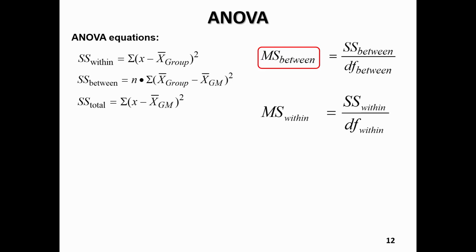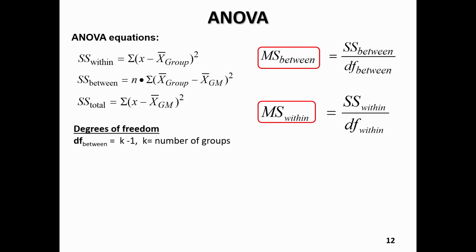And so we have the mean square between, which is the sum of squares between, which was calculated using this equation, divided by the degrees of freedom between, which we'll see those equations here shortly. Likewise, the mean square within is calculated by dividing the sum of squares within, that was calculated over here, by the degrees of freedom within.